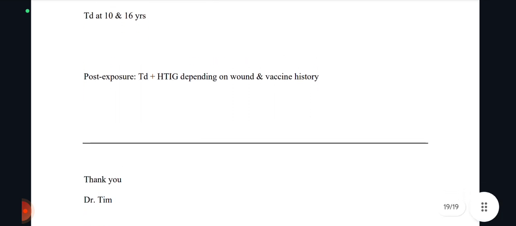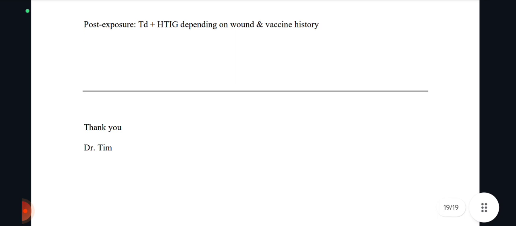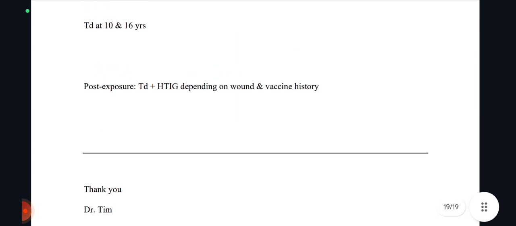Okay, so this applies to normal unimmunized individuals, and also if the person does not know the history, how extensive the wound was, or what the immunization history of the patient is. Okay, so this completes your tetanus part, which is the 72nd chapter of your book.